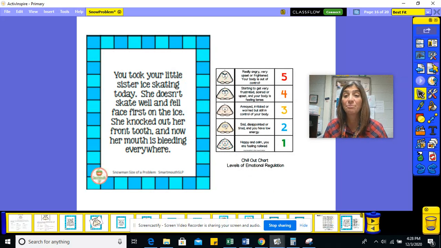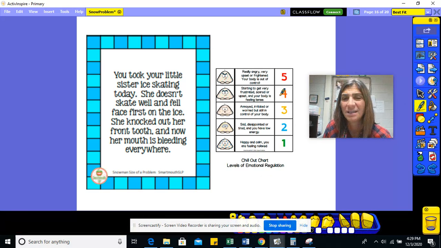Okay, so let's look at these problems again and see where we would put them. You took your little sister ice skating today. She doesn't skate well. She fell face first on the ice. She knocked out her front tooth. Remember this one? I think let's put it somewhere here. Between 4 and 5. Her mouth is bleeding everywhere. That's kind of scary. I got to go with that.